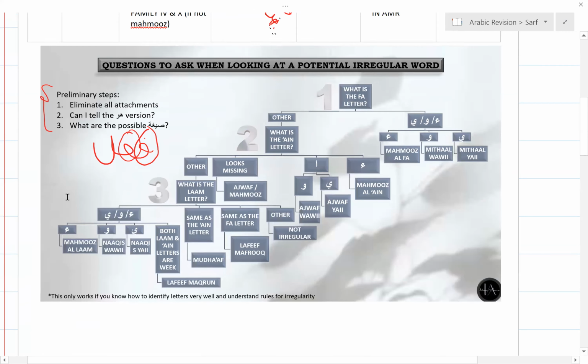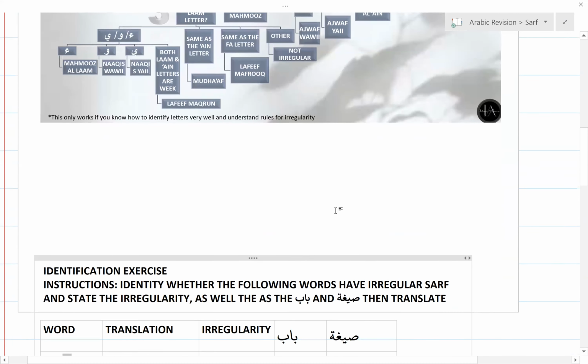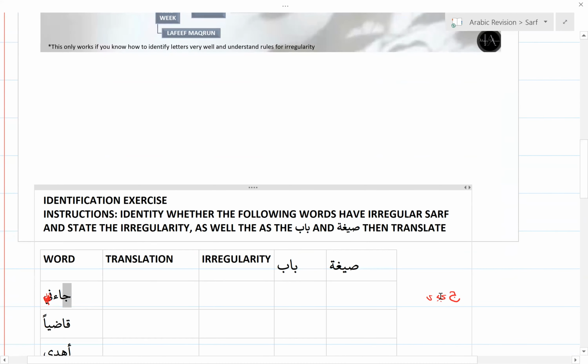Okay, so let's come here. Let's use this table. So we know it's a jim. It's not hamza, it's not waw, it's not ya. So we come to other. So we have to ask ourselves, okay, now what is the ain letter? So the ain letter is an alif, isn't it? So we have to ask ourselves, okay, is it a waw or a ya? If it's waw, it's going to be ajwaf wawi. If it's ya, it's going to be ajwaf ya'i. Now, because I think it's ya and not waw, this is going to be ajwaf ya'i, and it's also mahmuz al-lam, because it ends with a hamza.